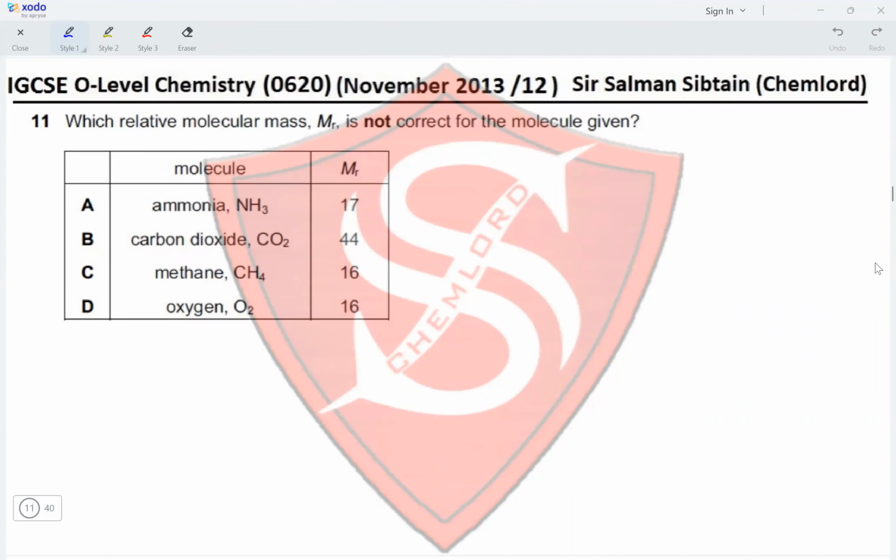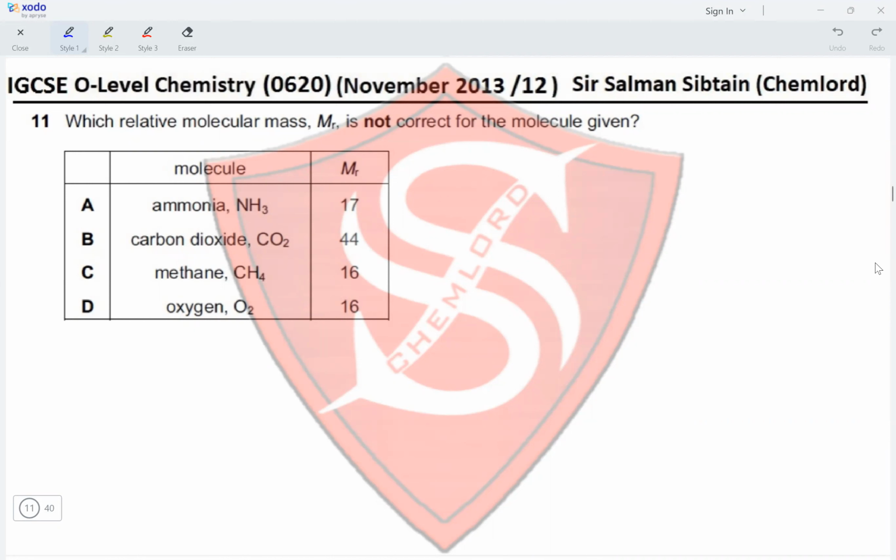Hi guys, this is IGCSE O-Level Chemistry, paper 12, November 2013, question 11. Which relative molecular mass, Mr, is not correct for the molecule given? So we have ammonia, carbon dioxide, methane, and oxygen.